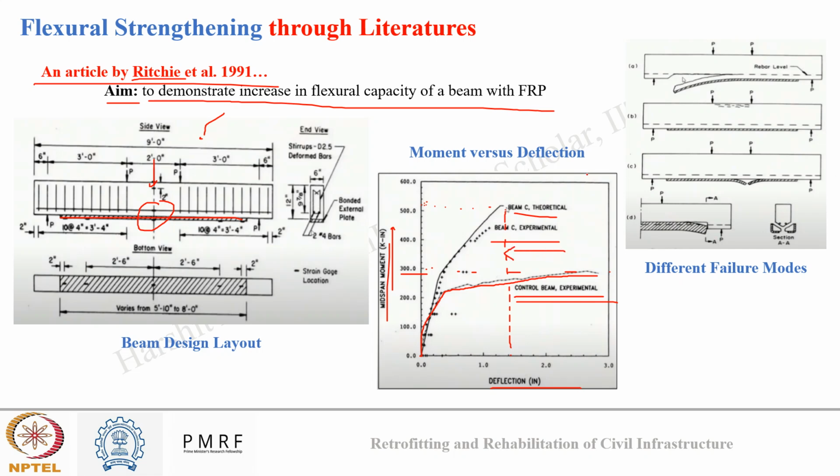And apart from this moment versus deflection, the author also talked about different failure modes. Here you can see my bonding was peeled off in one case. In one case, there was failure in FRP. And in one case, there was the end failure that occurred in FRP. So the author talked about different cases of what can happen. In this B type, you can see concrete crushing happened. So based on the level of adhesion, the strength of concrete and the quality of fiber, certain types of failures can be obtained.